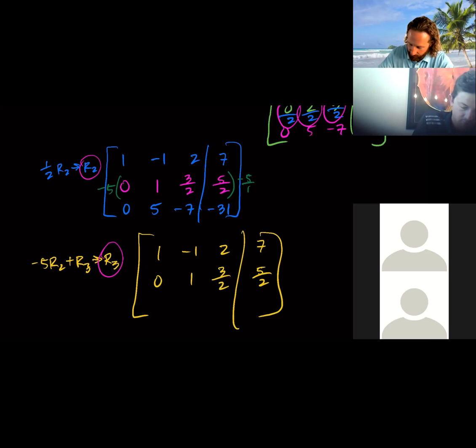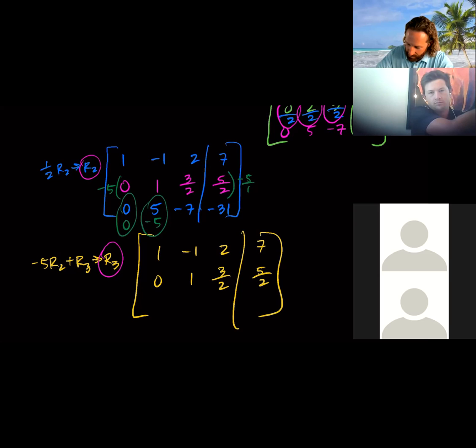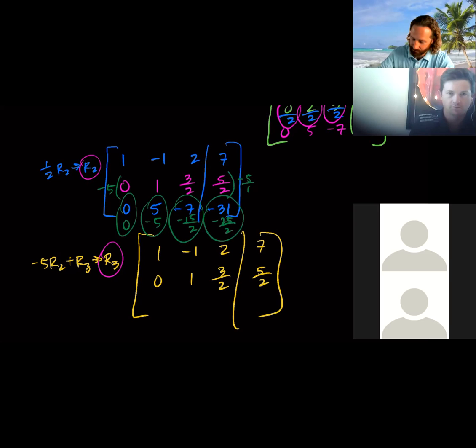So that's still going to be a 0, which is why we had to use row 2. That's going to be a negative 5, which is what we wanted. And then that is going to be negative 15 over 2, which we'll have to deal with. And then that is a negative 25 over 2, which we'll have to deal with. So what do we get? Well, we keep our 0. We get our 0.